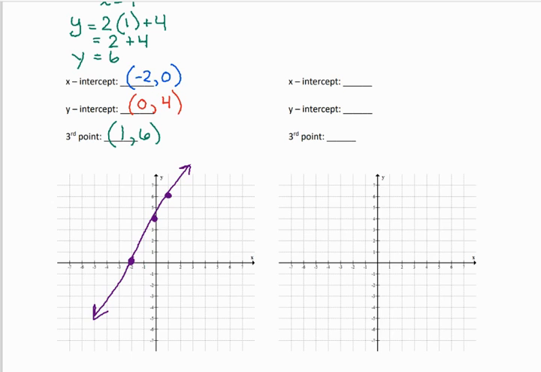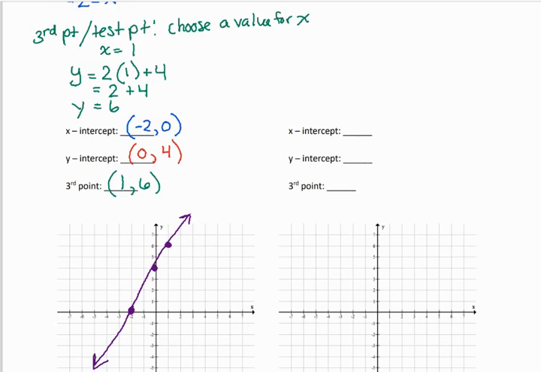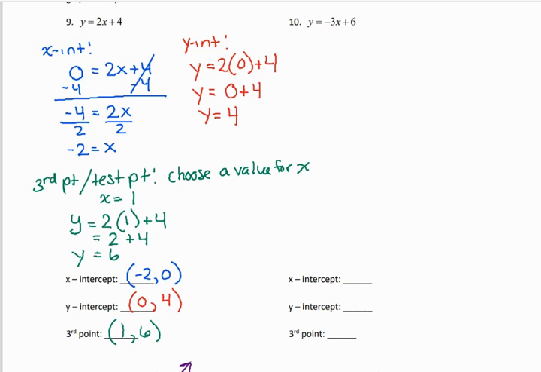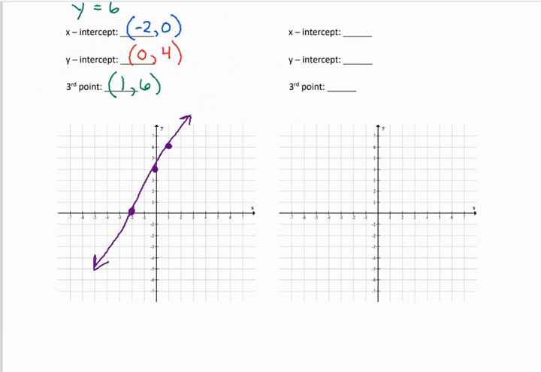Okay, I'm going to give you guys a little bit of time to try that last example. So everybody try number 10. Find your x and y intercepts, and then a third point, a test point, and graph those 3 points. Okay, we'll check back in like, I don't know, 3 to 5 minutes. Go for it.